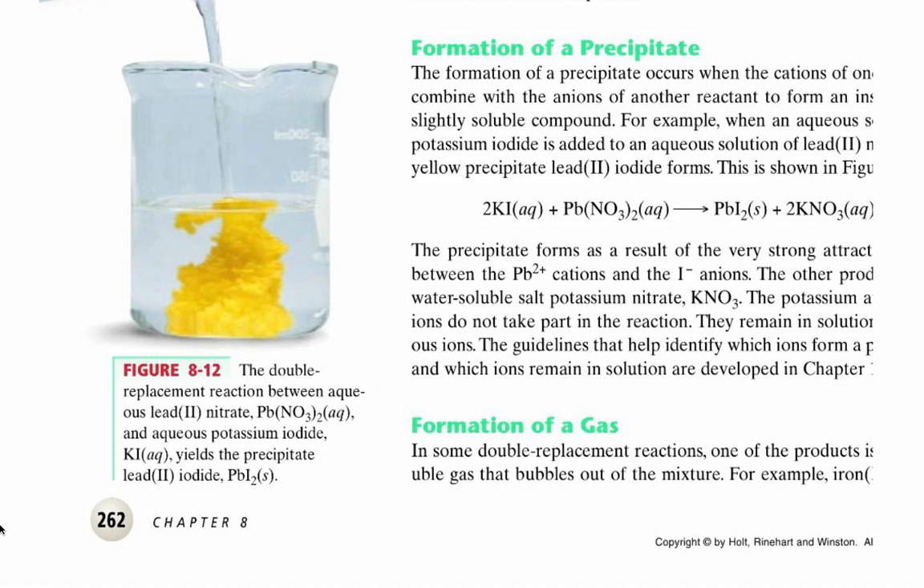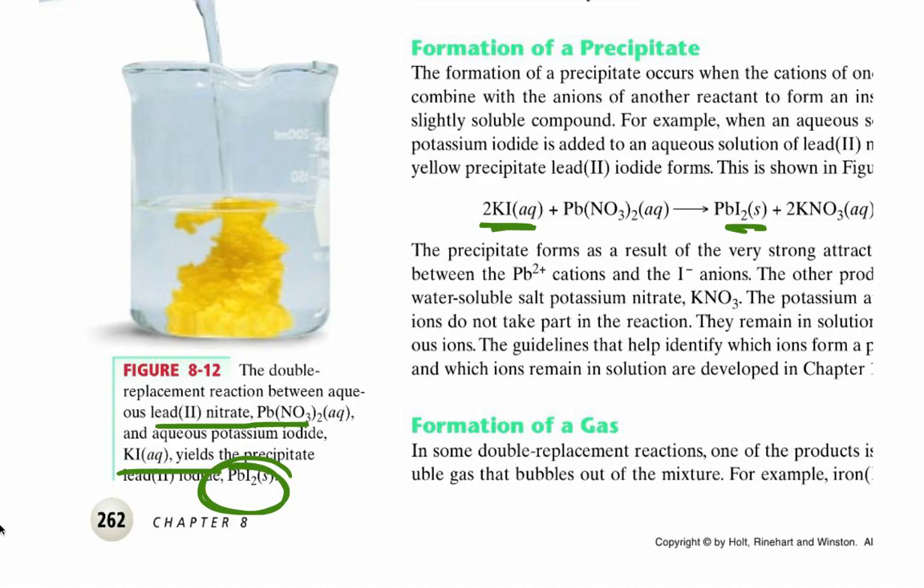We have two aqueous salts. In this case, one aqueous salt is lead nitrate. Aqueous, again, means it's dissolved in water. We're mixing that lead nitrate with potassium iodide. But now they make an insoluble solid, the precipitate lead iodide.